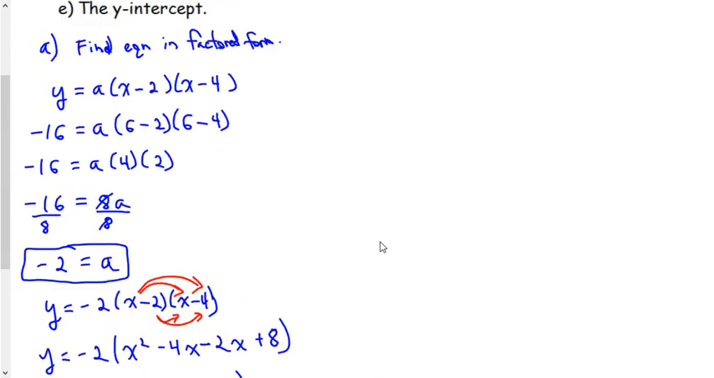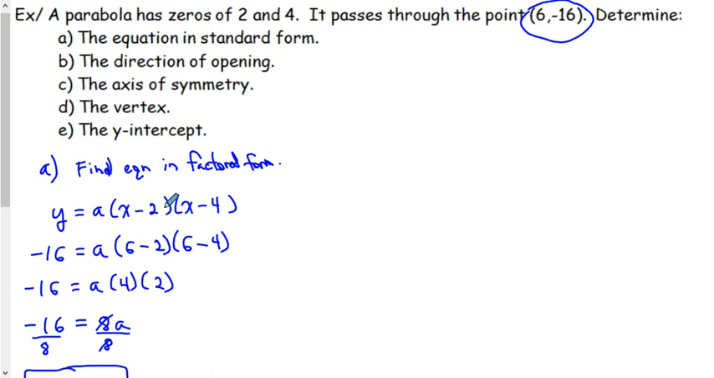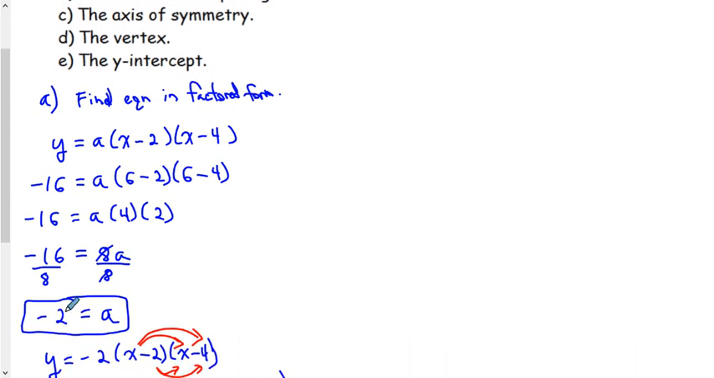So what did we do? Let's do a quick recap. We wrote as much as we could, knowing the zeros of our equation in factored form. So we substituted in our zeros. Then we substituted in a point. Any point would have worked. Any point at all would have worked. We happen to know a particular point, 6, negative 16. So we put in our y and our x values for that. We used that to do a little bit of algebra to figure out our a value.